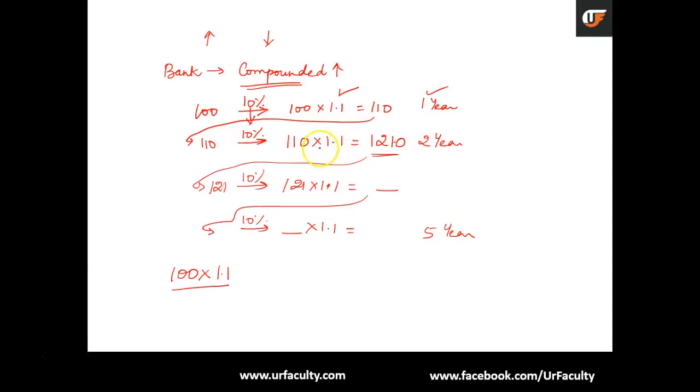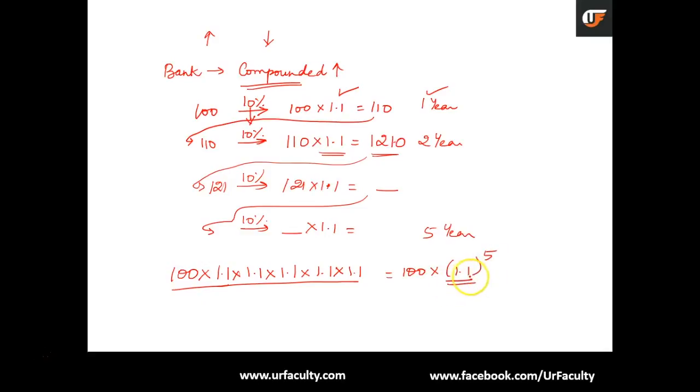And that value you are taking and again multiplying by 1.1. So you get that. You are again multiplying it by 1.1, so third year. You are multiplying it by 1.1, fourth year. You are multiplying by 1.1, fifth year. So what do you get? 100 into 1.1 power 5.